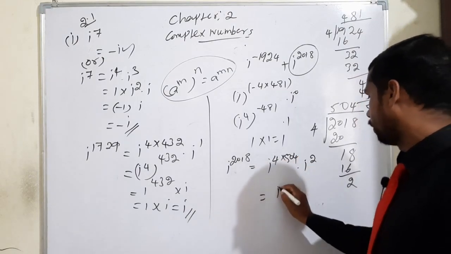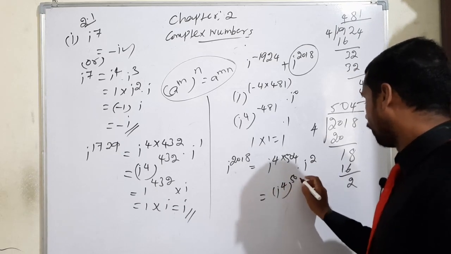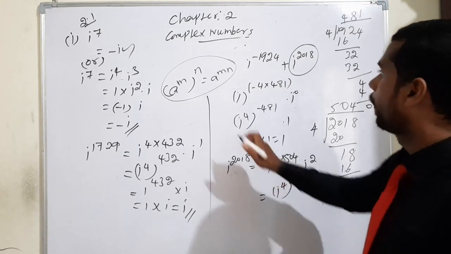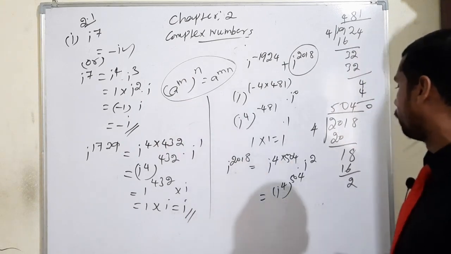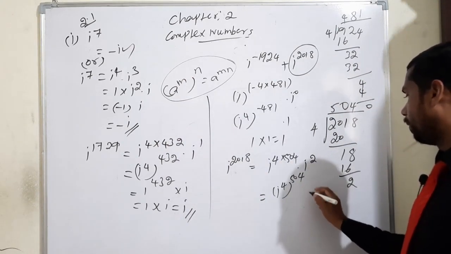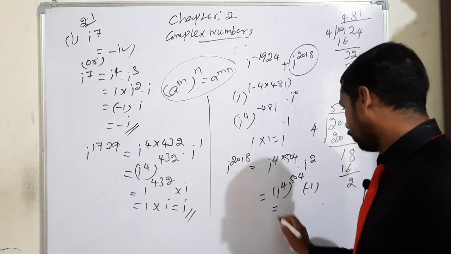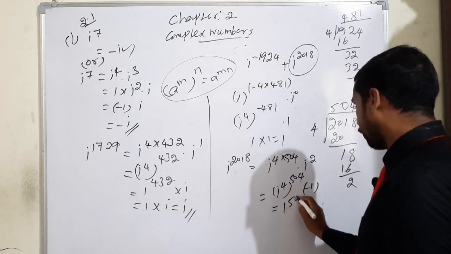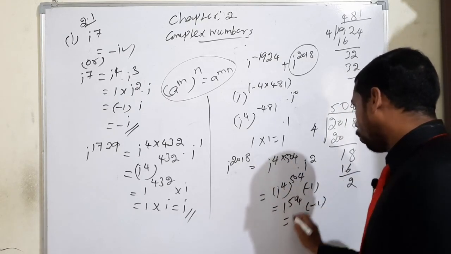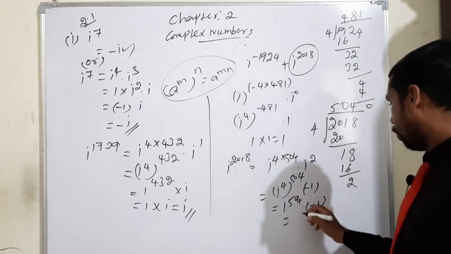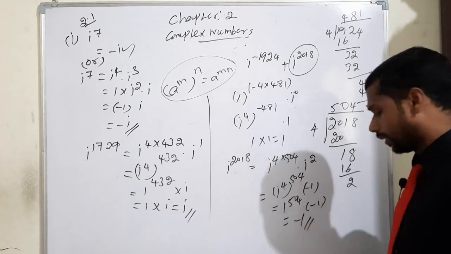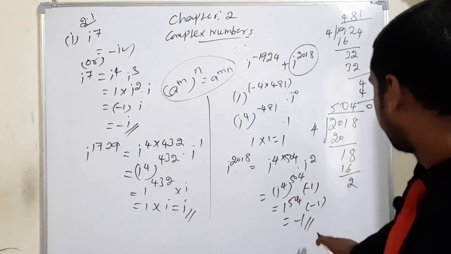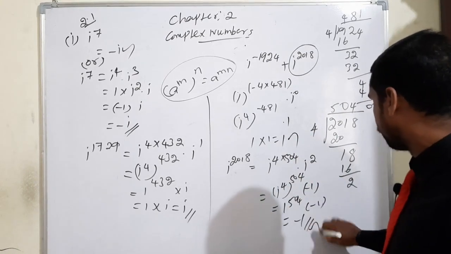Again i to the power 4 of the whole power 504, apply a to the power m the whole power n form. i square means value will be minus 1. Therefore, i to the power 4, 1 to the power 504 into minus 1. 1 to the power anything means value will be 1. So 1 into minus 1 means minus 1, isn't it? So now you have to add: first result 1, second result minus 1.